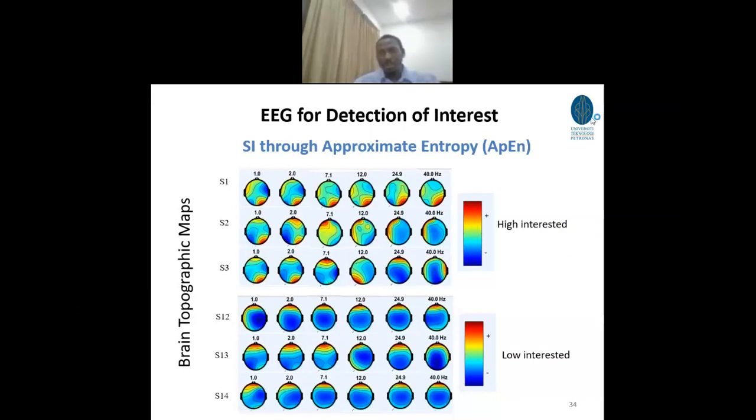Okay, this is used in general just for representation. This is the brain topographic maps. So we're looking at high interested over here, a few students, and low interested over here. For example, for low interest, if you look at the back here, this is where you have the occipital I was mentioning. Most of these are blue.